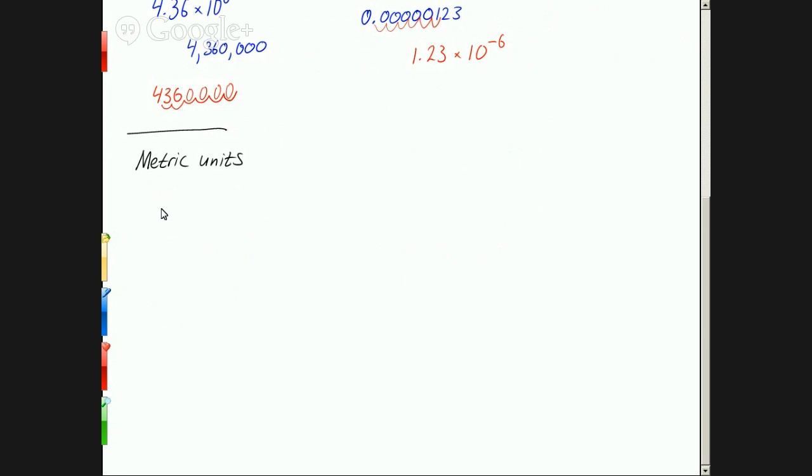So what is the metric unit of length? Meters, yep. And what is the unit of mass? The gram or kilogram. What about temperature? Yeah, degrees Celsius or Kelvin, which we'll talk about in the next chapter. And then volume? Liter. Yeah. Okay, you should know those, or you should learn those and know them for stuff we do in this class.